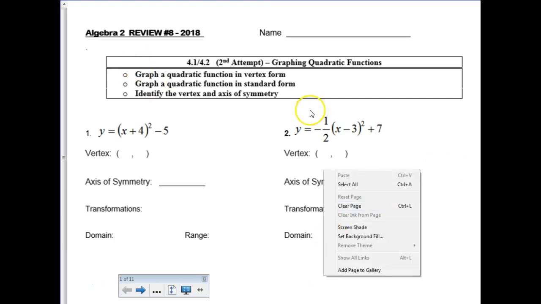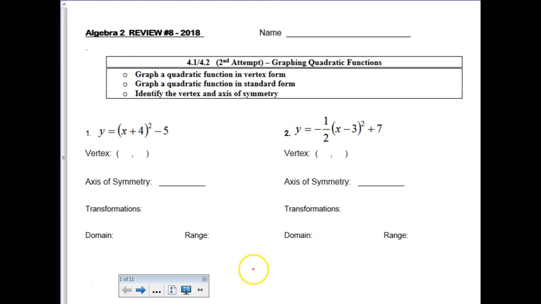So these first two are in what we call vertex form. Vertex form is called that because you should be able to identify the vertex from vertex form. So remember, vertex form is y equals a times (x minus h) quantity squared plus k, where the vertex is your (h, k), and there's a negative sign built into the x minus h part, so you always have to think opposites. So this guy is going to have a vertex at (-4, -5).